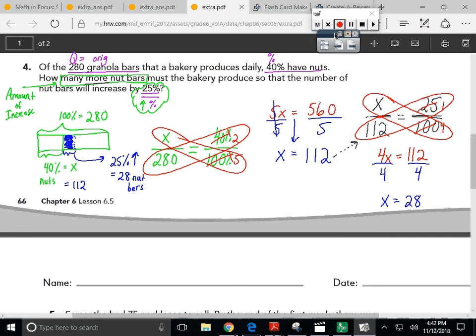This final answer probably needs to be a nice sentence because I've been doing better with that this evening. So I might say, how many more bars? How about the bakery produces 28 more nut bars.